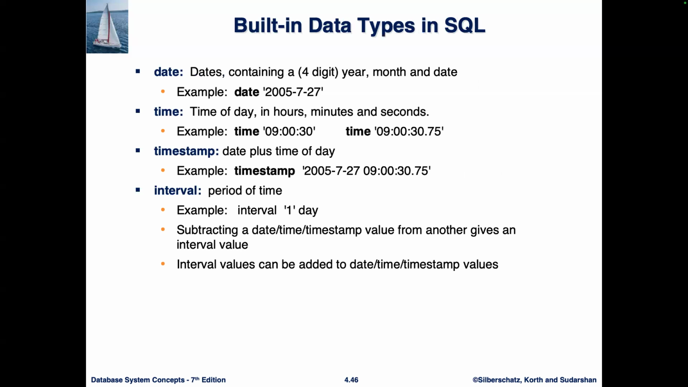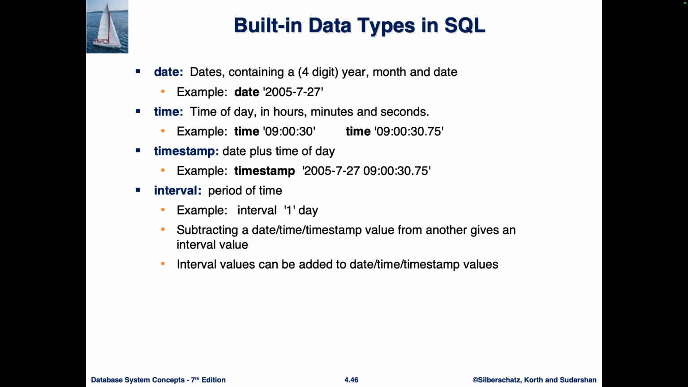SQL provides several built-in data types to handle dates, times, and time intervals. The date type stores a calendar date in the format of year, month, and day. This example is 2005, the month is 7, and the day is 27. The time type stores the time of the day in hours, minutes, and seconds. So there are two examples here. The second example includes fractional seconds as well.